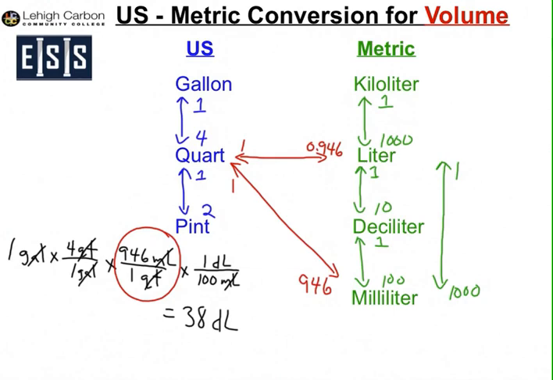So that's an example of how you can use the factors, and in particular by knowing at least one conversion between the two systems, in this case, that 1 quart is 946 milliliters, you can go back and forth as you like.